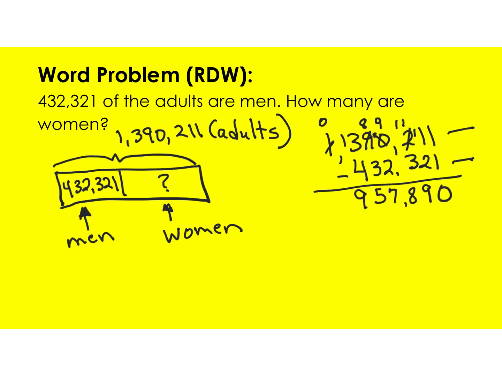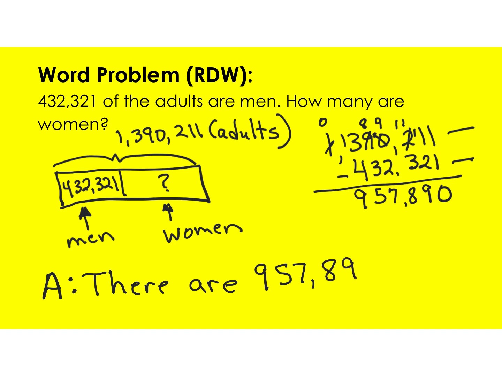This subtraction problem was a little bit difficult, but I just went and checked it on a calculator. You can do the same thing. Then I want to write my answer sentence, and my answer sentence is going to be, there are 957,890 women in Kaohsiung.